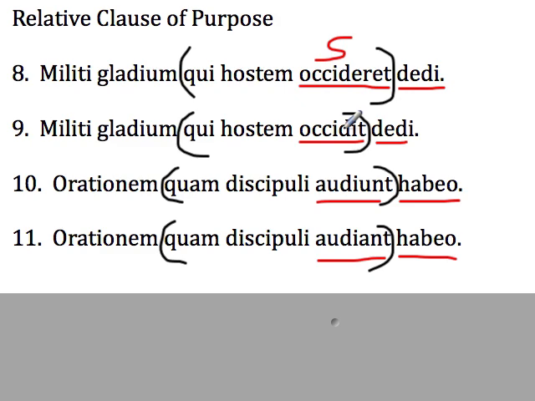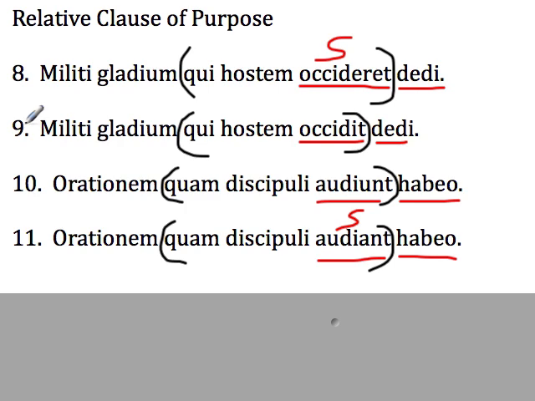Occidit, that's just good old-fashioned indicative. I don't need to label that. Audiunt, that's just good old-fashioned indicative. I don't need to label that. Audiant, with the ia, signals present subjunctive. Okay? So, the big question here is, what happens differently in these sentences when you have a subjunctive versus an indicative verb? We've already translated these indicative ones a lot.